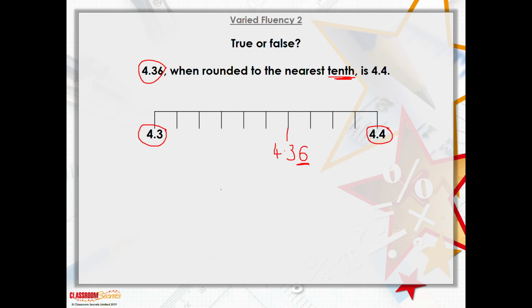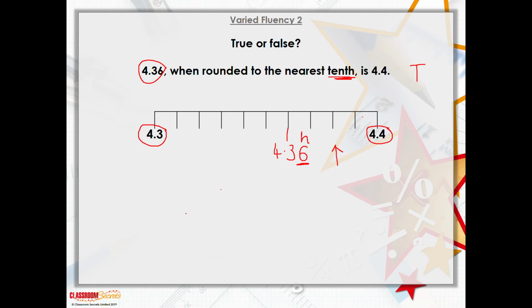But, as with any other rounding, I'm going to look at this column here to the right hand side of my tenths, in my hundredths column, because that 6 there will tell me whether I need to round up to 4.4 or round down to 4.3. And because it's a 6, I would round up. So 4.36 to the nearest tenth is 4.4. So that would be true.